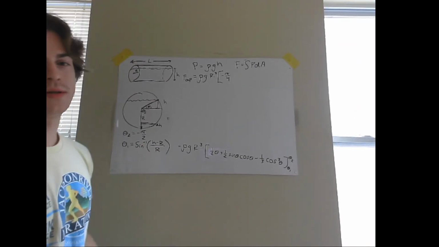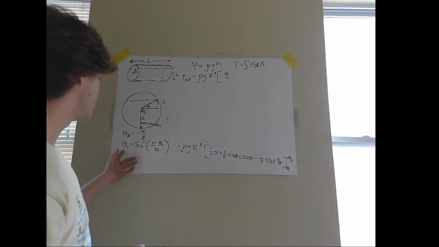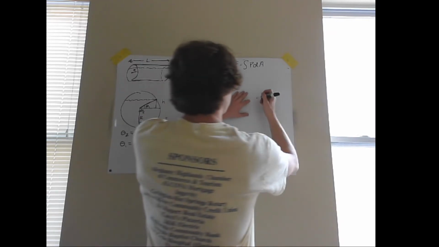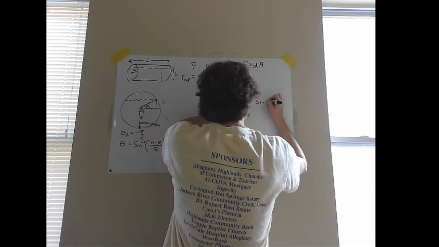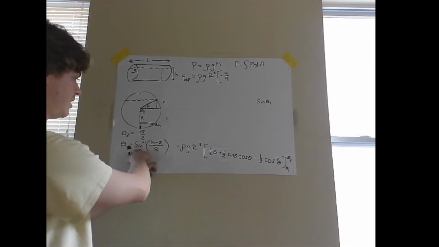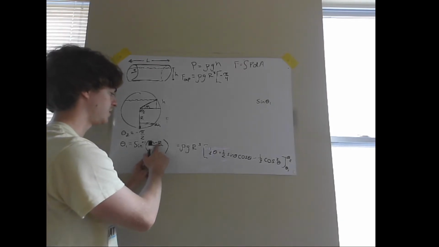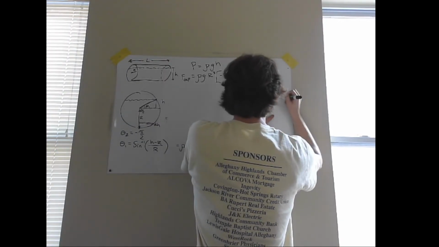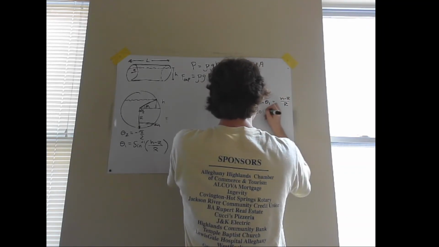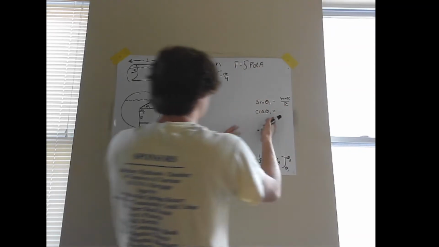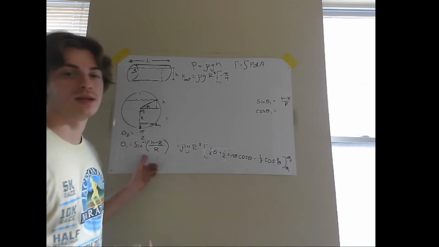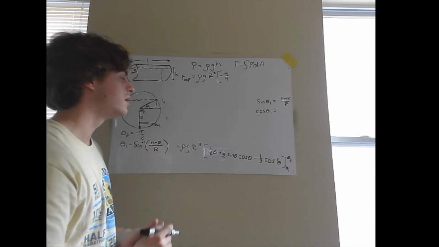But plugging in theta1 isn't going to be as easy. So I'm going to define them separately, define cosine of theta1 and sine of theta1. So sine of theta1, if we plug this into sine, the sine and arc sine cancels out. We're just left with h minus r over r. Now for cosine of theta1, we can't just plug it in because then we'd have the cosine of the arc sine of this, and that's a little bit more difficult to figure out.